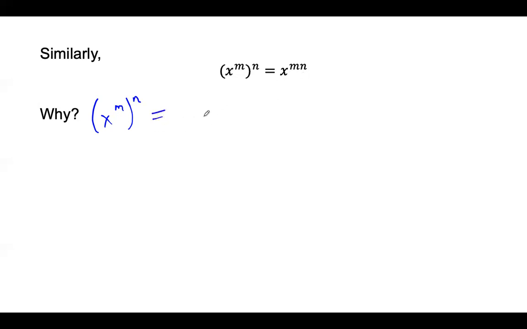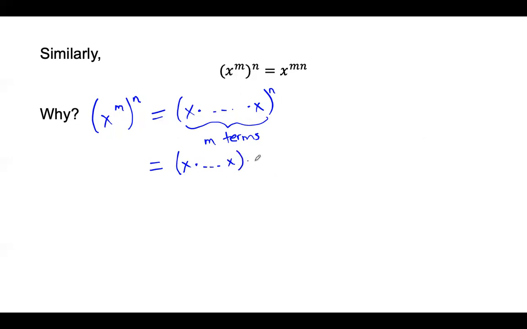So the first power, we can write this out. This is x, m times. So there's m terms of them. And to the power n. And it's equal to x times m of these, n times of these.